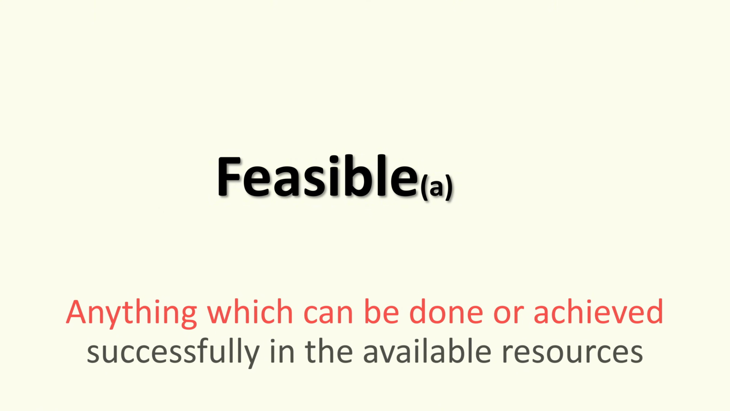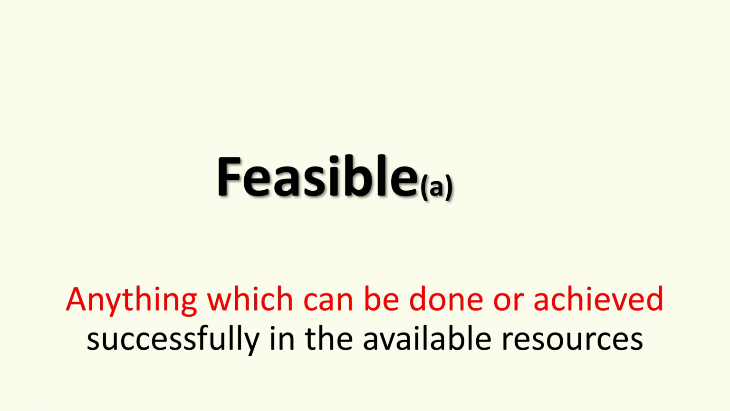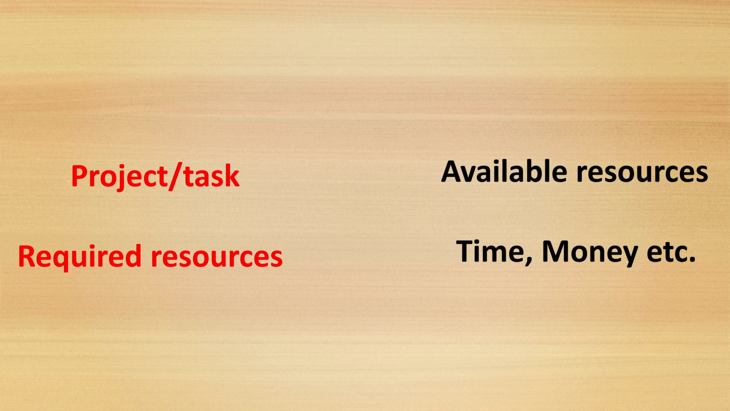So, dear viewers, the first word is feasible. It's an adjective. It is used for anything which can be done or achieved successfully in the available resources. It is something which is practically possible, doable. There are 2 points to consider. On one hand, you have a project or a task that you want to complete and its requirements. And on the other hand, you have the available resources like time or money, etc. If the available resources match the project requirements, the project is feasible.